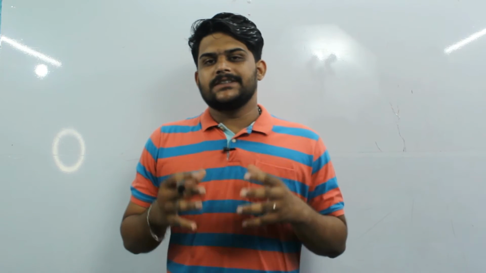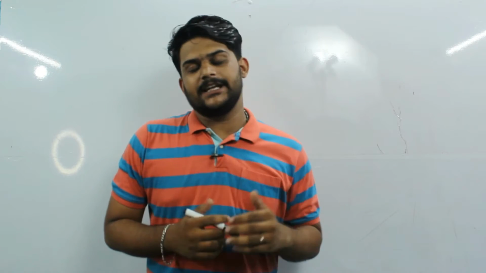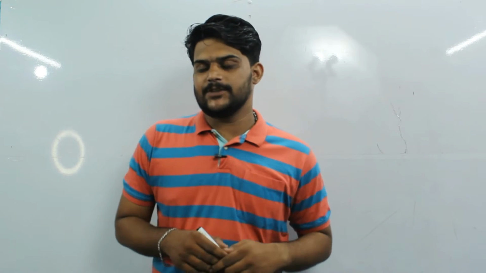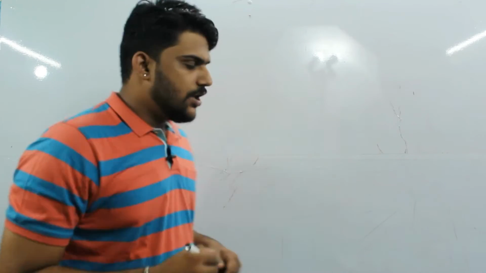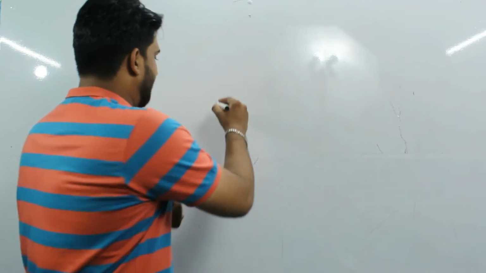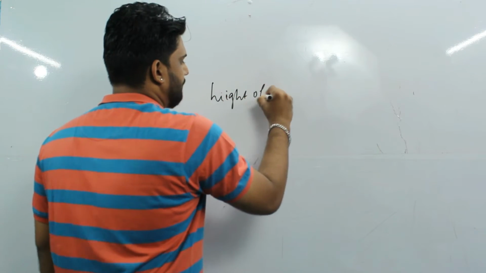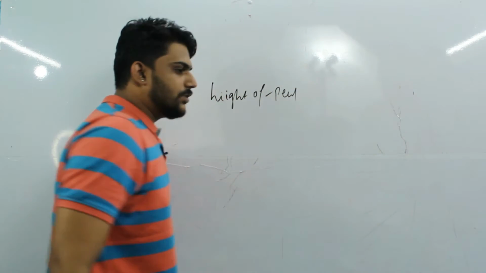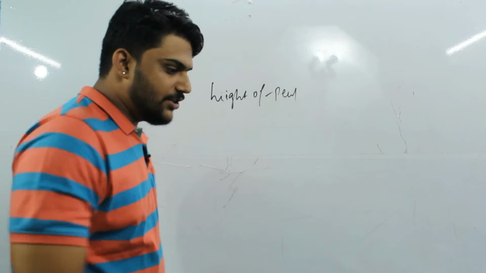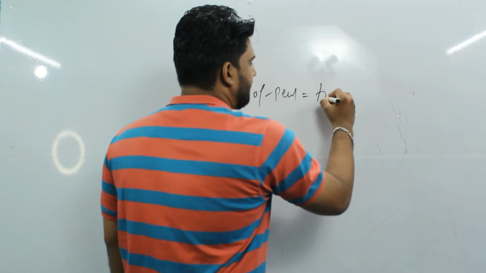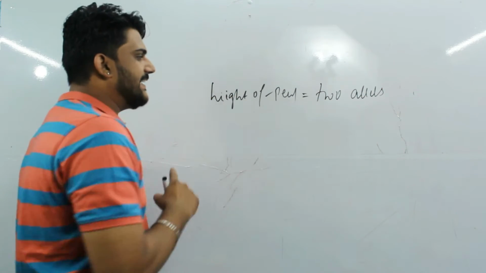Mendel took the height of the pea plant as his first experiment in monohybrid cross, which is also termed the inheritance of one gene. So he considered the height of the pea plant. The height of the pea plant has two alleles.